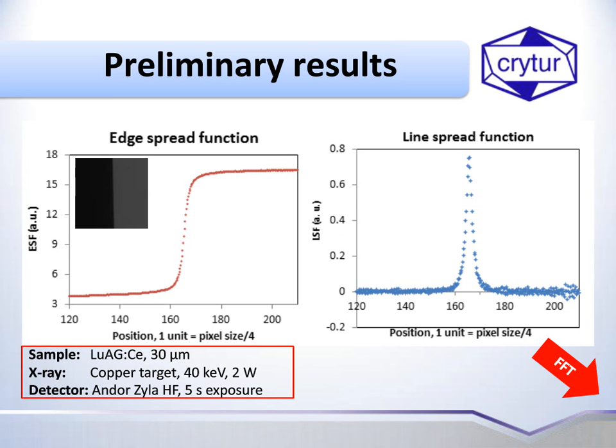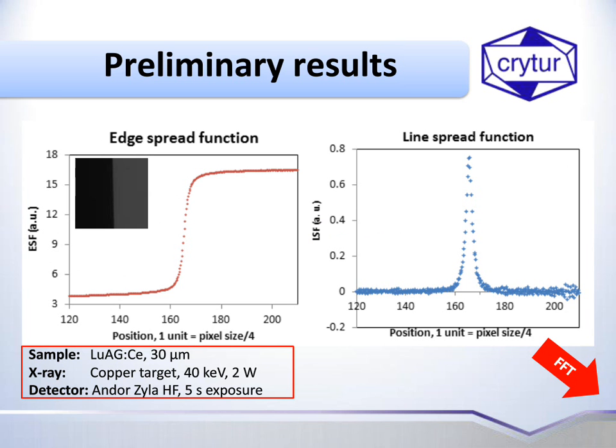So, for example, this one was measured on a sample of LuAG of 30 microns with X-ray radiation at 40 keV on a copper target. So we actually use the bremsstrahlung and K-alpha of copper. And it was integrated by Andor Zyla for 5 seconds.